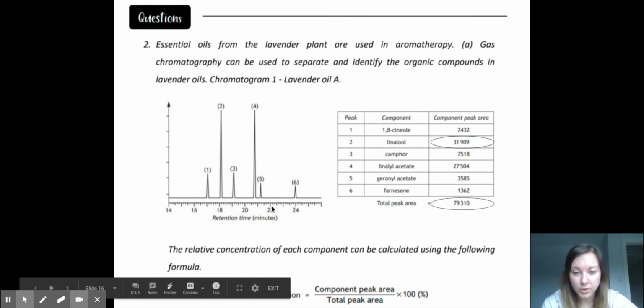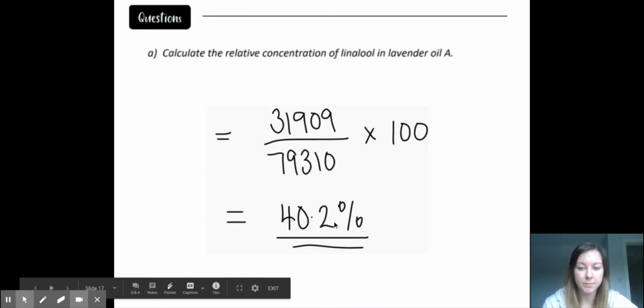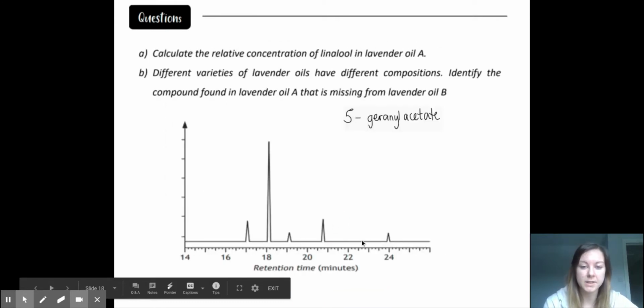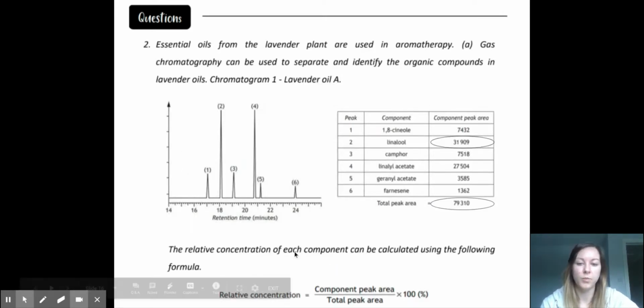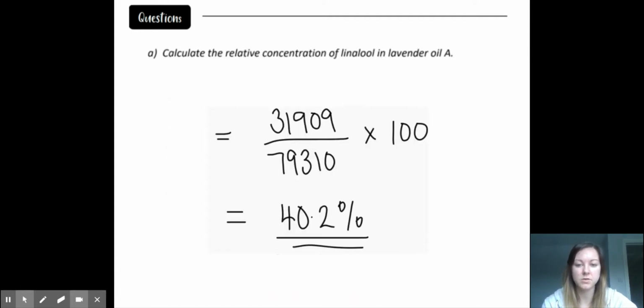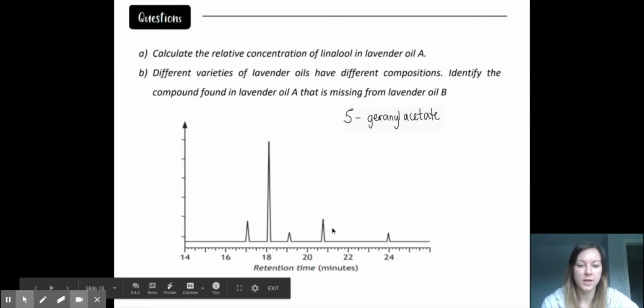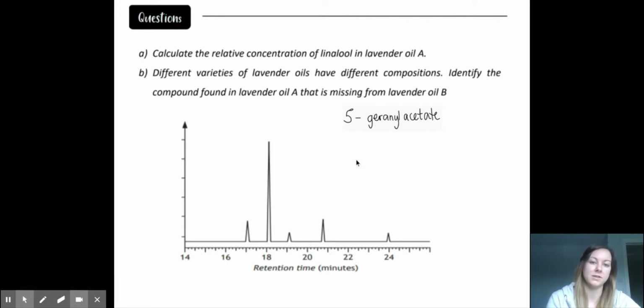So if we have a wee look at the time on this chromatogram and the time on the other chromatogram, it's looking like there's something missing here. Between 20 and 22 minutes, we should have two peaks. One is before 21 minutes, one is after 21 minutes. So let's look and see. Here we have the one before 21 minutes, but we don't have the one after. So the answer to this is 5, which is geranyl acetate.